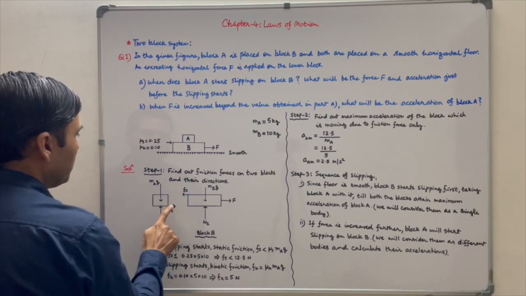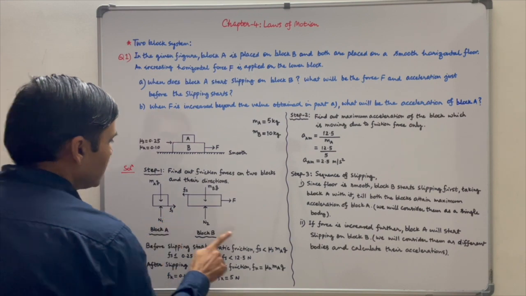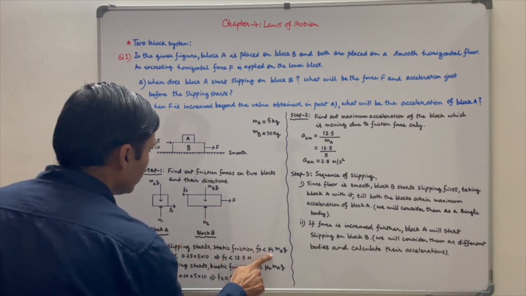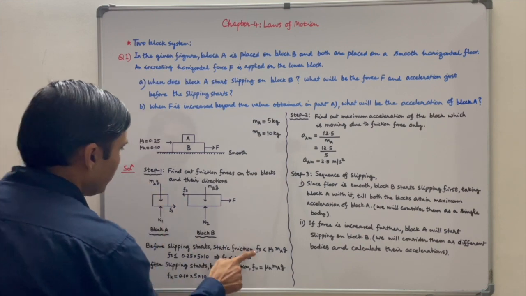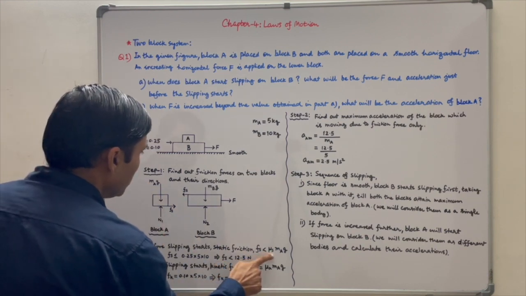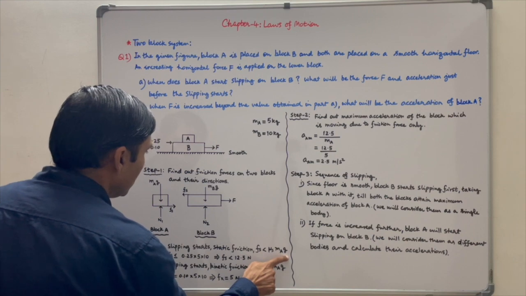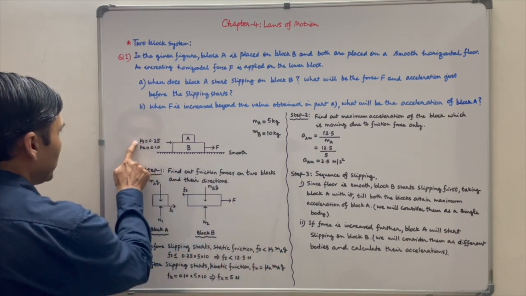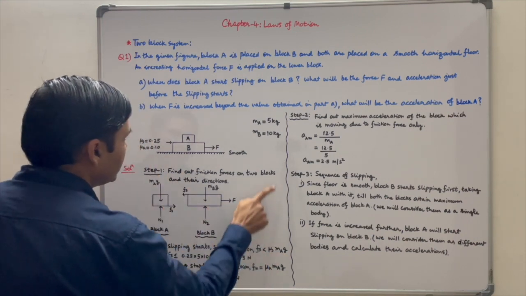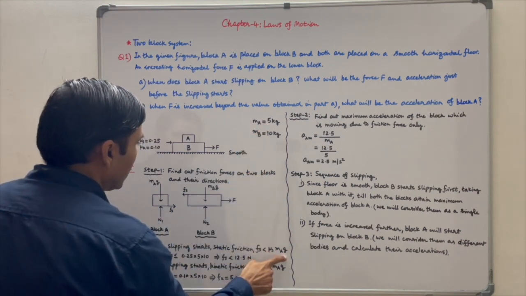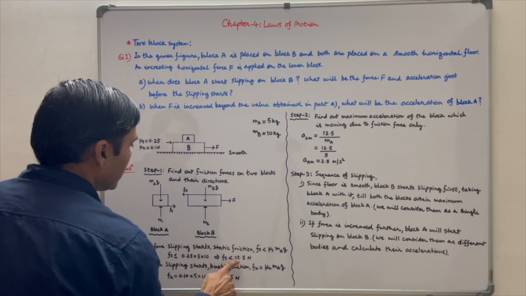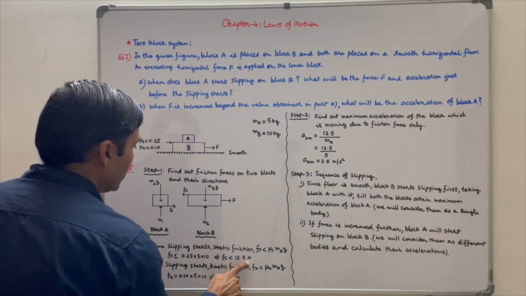Next, we will calculate magnitude of Fs, which is less than or equal to μs into N1. N1 is equal to mag. So Fs is less than or equal to μs into ma into g. Value of μs is given as 0.25. Value of ma is given as 5 kg. g we can take 10 meter per second square. So Fs is less than or equal to 12.5 Newton. When Fs is equal to 12.5 Newton, that will be limiting friction.